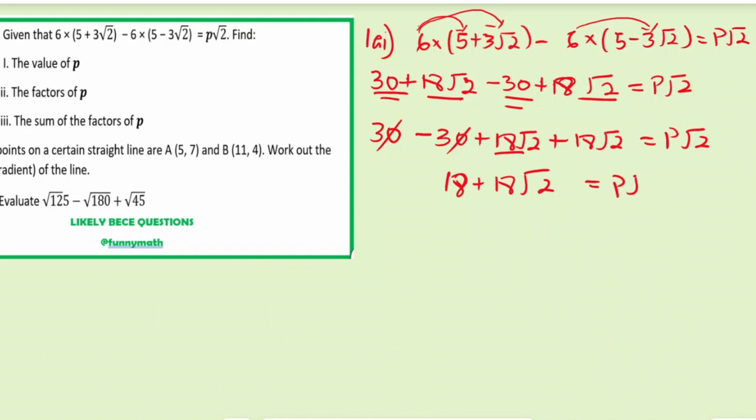Remember, everything is equal to p root 2. So you have 36 root 2 equal to p root 2. So here we do comparison. So I'm going to compare.